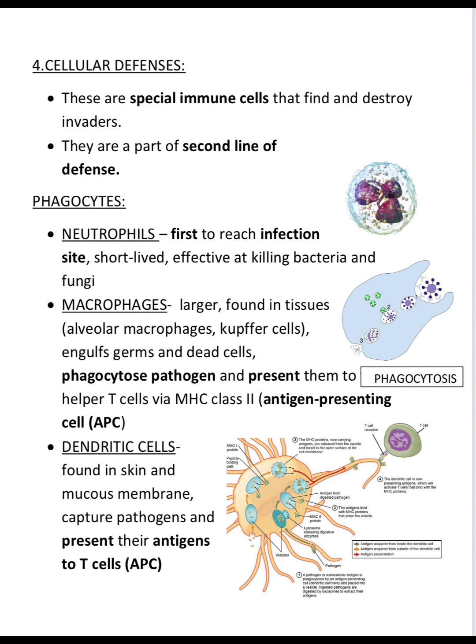Dendritic cells are found in the skin and mucous membrane. Dendritic cells are also antigen-presenting cells. They capture the pathogen and present their antigens to T cells, connecting innate and adaptive immunity.